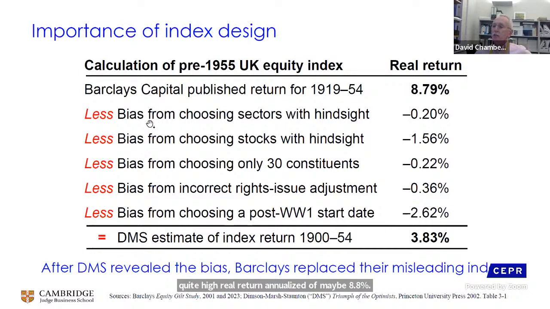If you then set about correcting various biases: the fact that the sectors they included in their index when they first computed it in the early 2000s exhibited hindsight bias with respect to sectors, hindsight bias with respect to stocks, bias from not choosing a broad stock index but only looking at 30 constituents, incorrectly adjusting for rights issues. And then finally, the choice of start date, the fact that they'd chosen a start date of 1919, which ignored the impact of World War I. If you corrected for all of these things, it led to pulling down annualized real returns. In total, that pulled returns down from 8.8 to 3.8%, which I think you'll agree is a dramatic difference, with the 3.8 being the number for the DMS UK Equity Index 1900 to 1954.